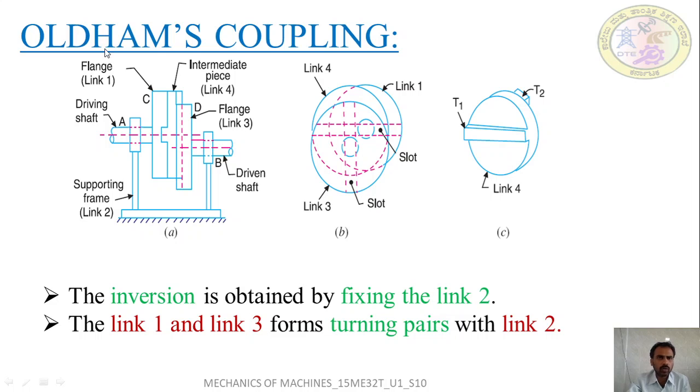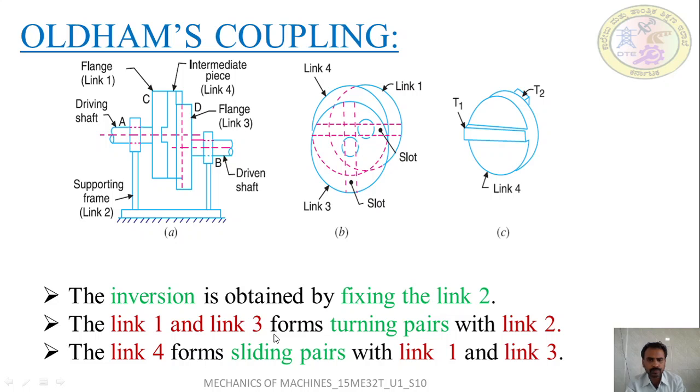So as said, the Oldham's coupling, or this inversion, is obtained by fixing the link 2, that is the supporting frame. So by fixing the link 2, this inversion can be obtained. Here in this Oldham's coupling, link 1, that is a flange, and link 3, which is another flange, form the turning pairs with link 2, that is the supporting frame, and then link 4, that is the intermediate piece.